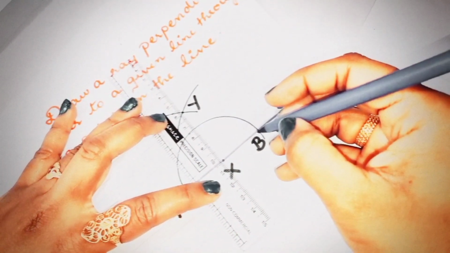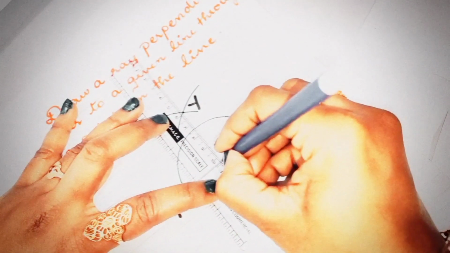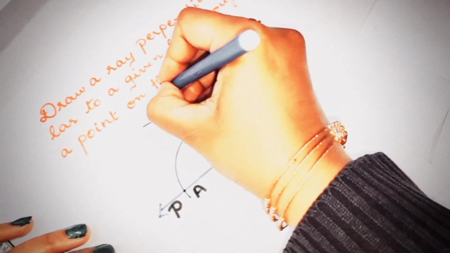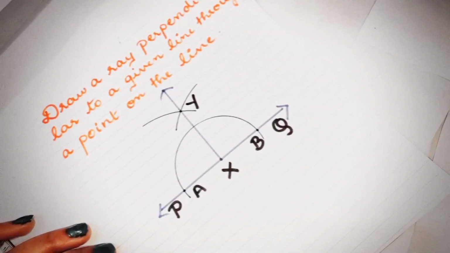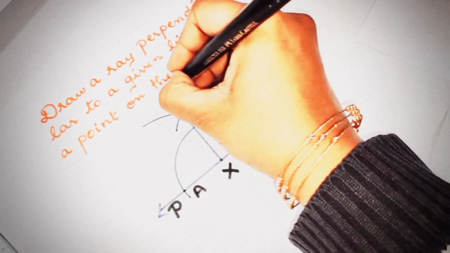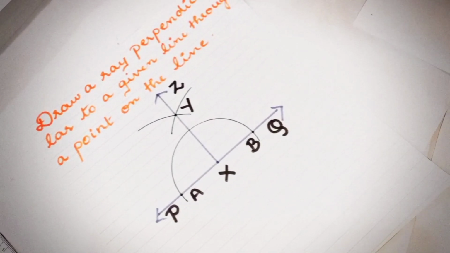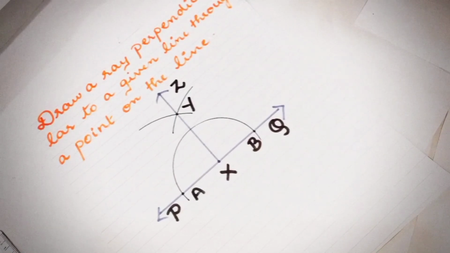Now let us join X and Y. So right now we are drawing a ray through X and Y and let that ray be called XZ. We have now obtained the ray XZ perpendicular to PQ.